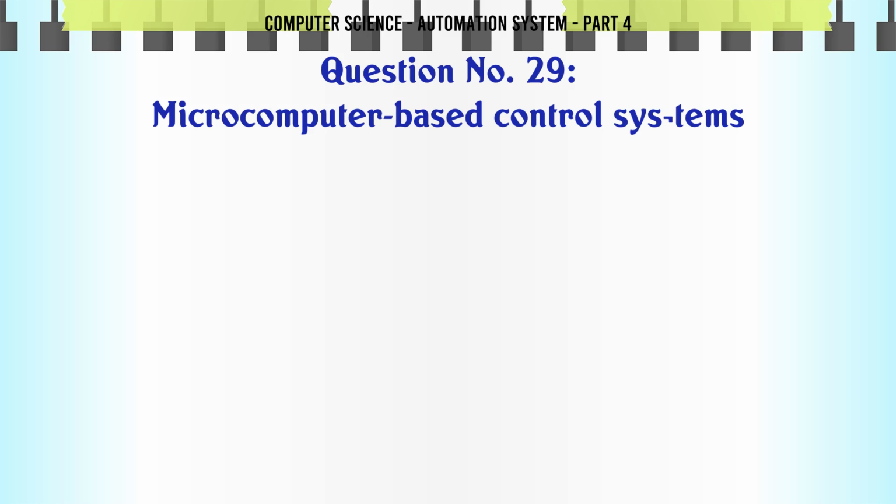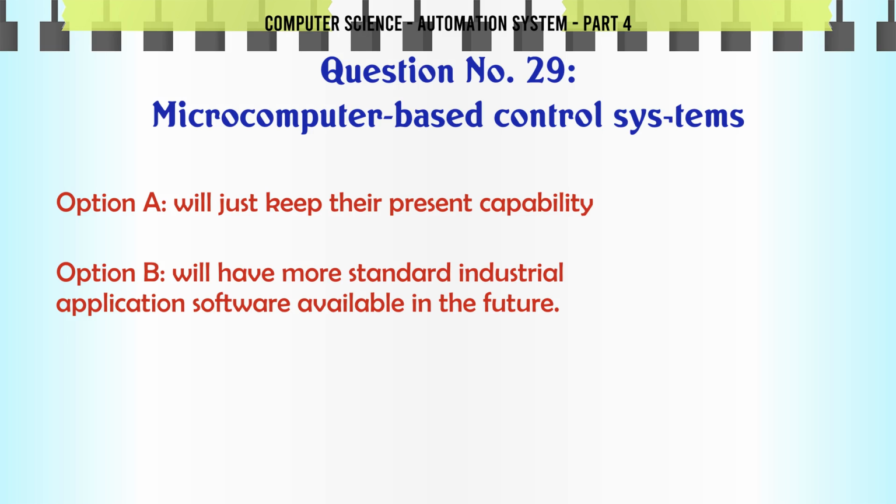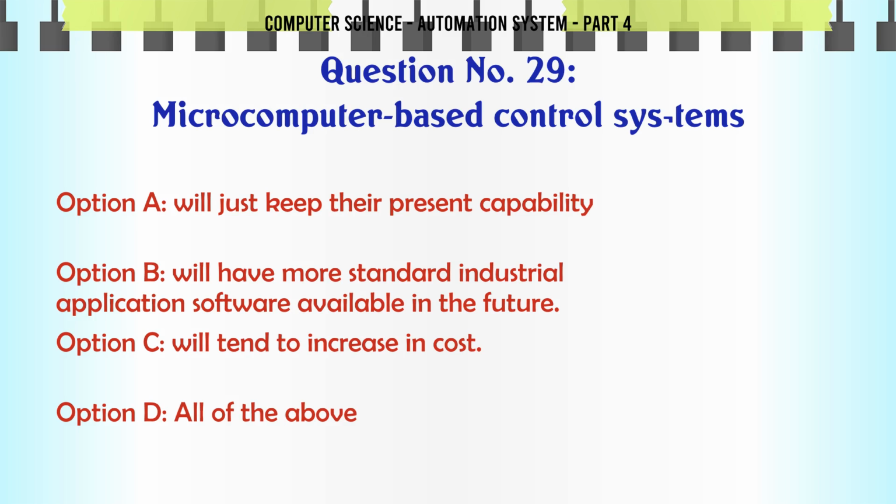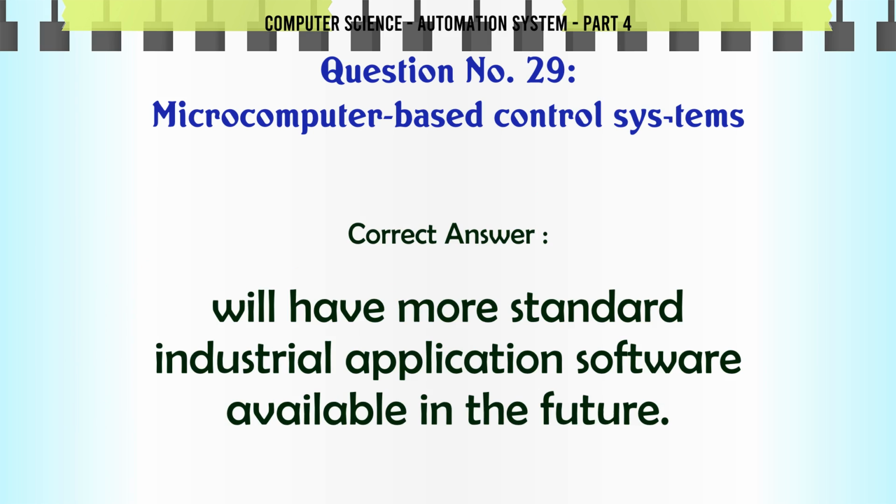Microcomputer-based control systems A. will just keep their present capability. B. will have more standard industrial application software available in the future. C. will tend to increase in cost. D. all of the above. The correct answer is will have more standard industrial application software available in the future.